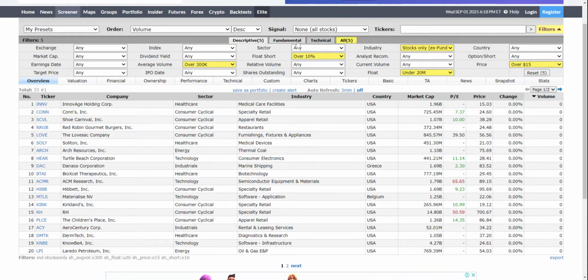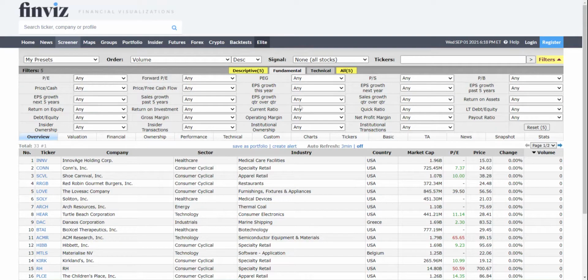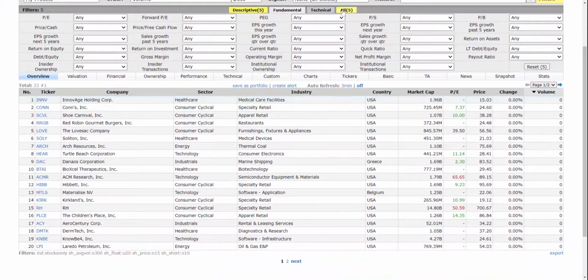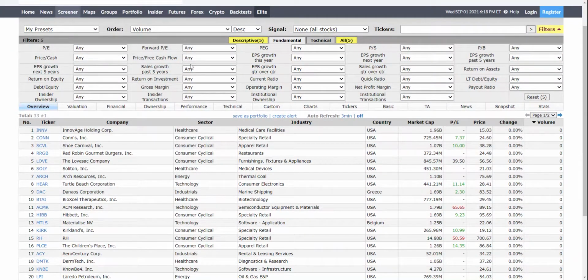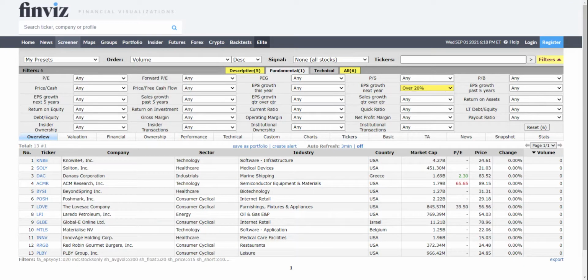What you want to do now is go to Fundamentals. You click on Fundamental. You could also go to All, but I personally like to do it this way. From the Fundamentals, go to this column right here. In the fundamentals, we're only going to be filling in one thing, and it will be the EPS growth next year. We want this to be over 20%. So over 20 right here. As you can see right now, we have only 13 stocks.